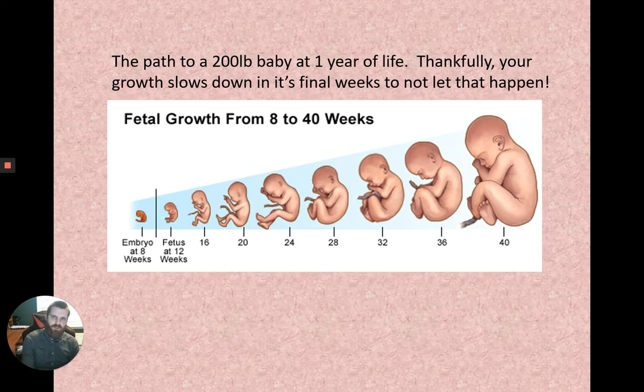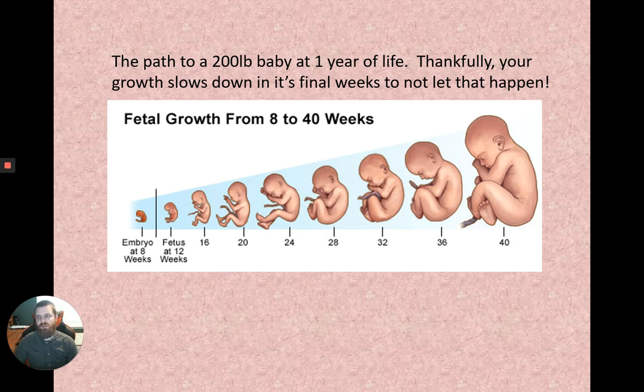All right, so here's an interesting diagram I found years ago, basically about fetal development. And what actually does happen is fetal development slows down. If you were to grow after you were born at the same rate of growth as you were growing in the womb, you would end up being a 200-pound baby. But thankfully, that's not what happens.